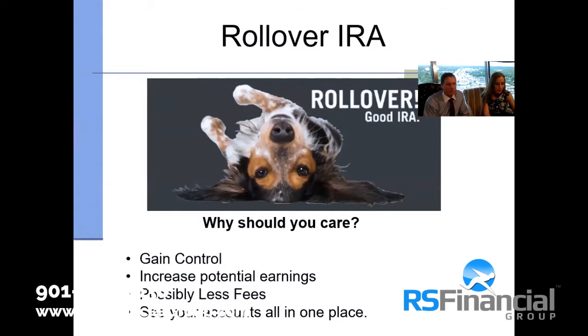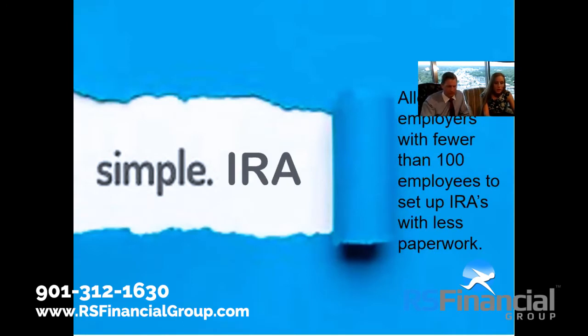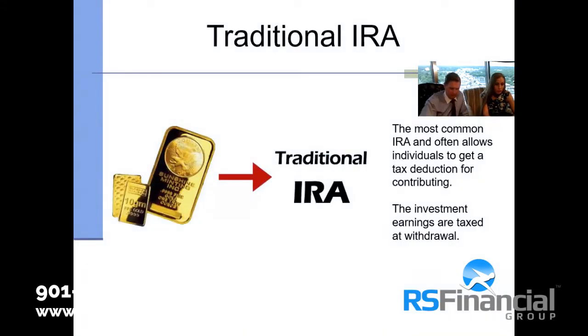And next we have the simple IRA. This is not used quite as much as it used to, but this allows employers with less than 100 employees to set up IRAs with less paperwork. So we'll move on to the traditional IRA. When people say IRA, most people have a traditional, some people have Roth, but if they just say IRA, typically they're talking about the traditional IRA. It's the most common. You can possibly get a tax deduction for contributing, and these earnings are going to be taxed at withdrawal.